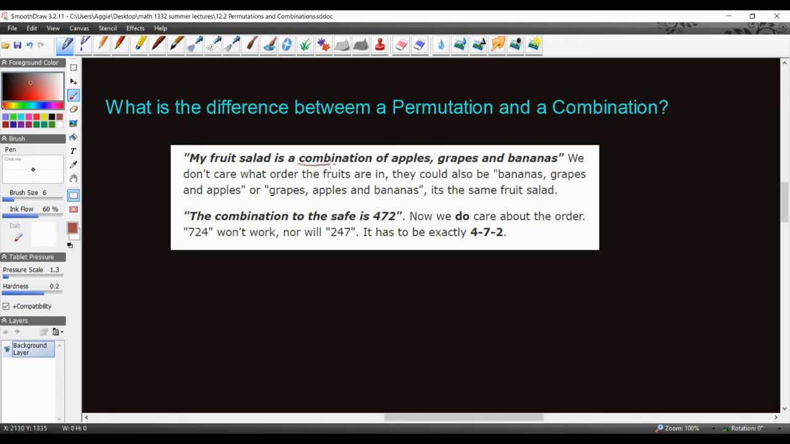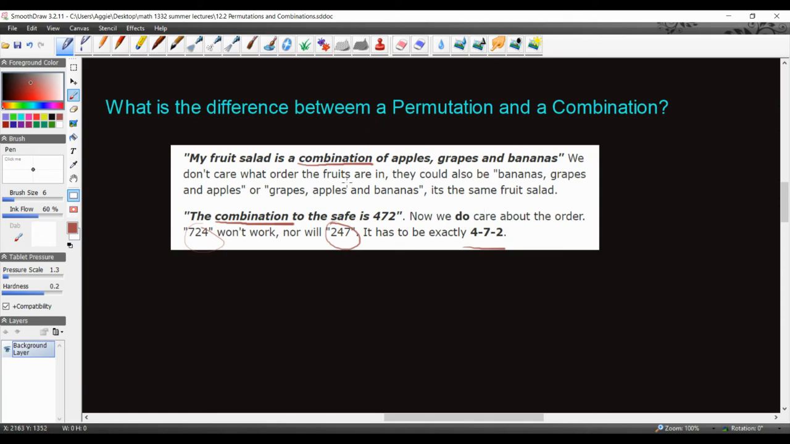Okay, and you see that word combination here. And then we see the combination to the safe, so there's that word again, is 472. So in this one, we do care about the order because 724 won't work, 247 won't work. It has to be exactly 472. So since both of these have the word combination, does that mean that they're both combinations?